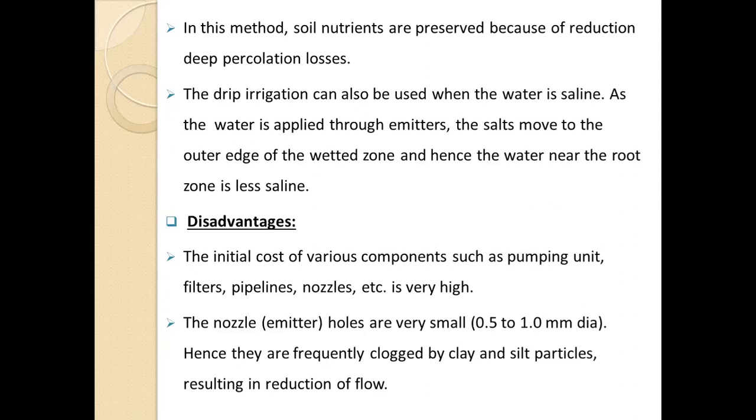Drip irrigation can also be used when the water is saline. As the water is applied through emitters, the salts move to the outer edge of the wetted zone. Hence, the water near the root zone is less saline. Moving to the disadvantages, the initial cost of various components such as pumping unit, filters, pipelines, nozzles, etc. is very high. Emitter nozzle holes are very small, about 0.5 to 1 mm in diameter, and they are frequently clogged by clay and silt particles, resulting in a reduction of the flow. So, these are the advantages and disadvantages.